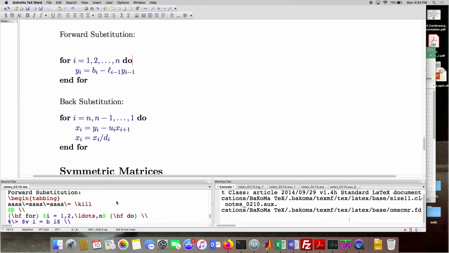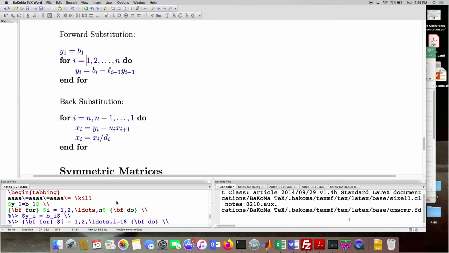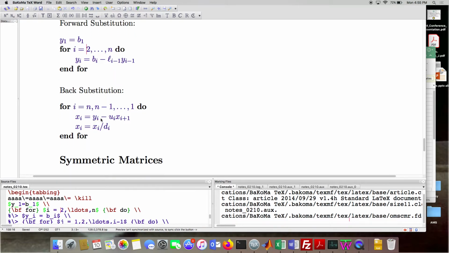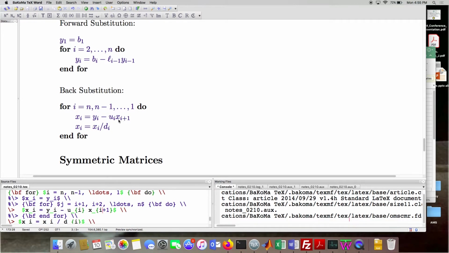All right, so if I set y1 equal to b1, and then for i going from 2 to n, I'll do this. That's a more careful implementation to avoid any invalid references. Same thing down here for back substitution. The first equation I use is the last equation, equation number n, and in that case I wouldn't have a step like this because I don't have an x_{n+1}. I'll only have a division.